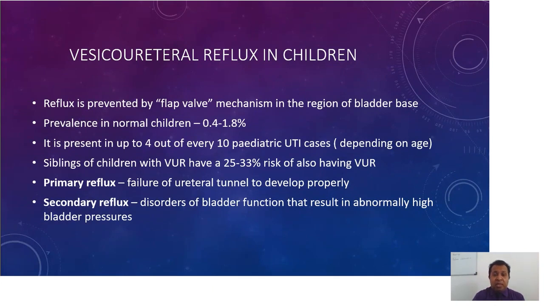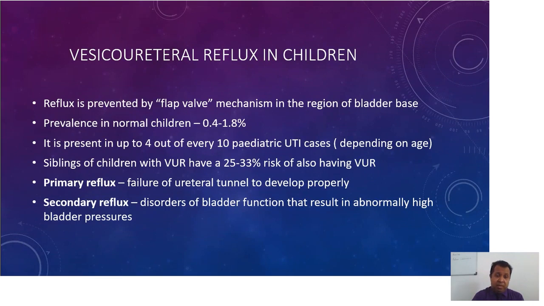Anatomically, there is what you call a flap valve mechanism in the region of the bladder base which prevents reflux. Therefore, reflux can be primary or secondary. I will come to that a little later. And when you look at the prevalence, in normal children it is about 0.4% to 1.8%. You can appreciate that it is not a rare condition.